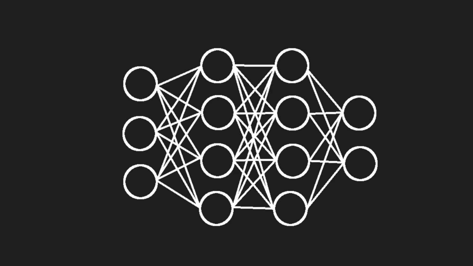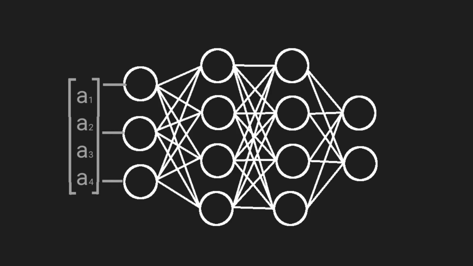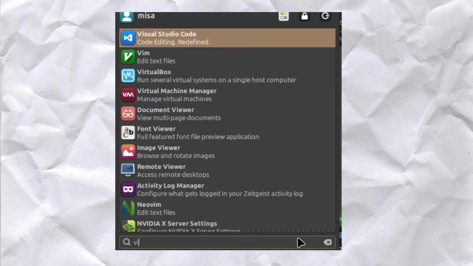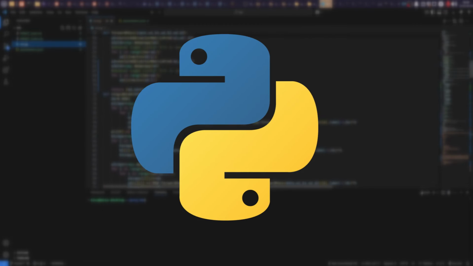Either way, this is the whole network, consisting of many individual neurons, with the input to the first layer being just an array representing the grayscale pixels of the image. Now, let's get coding. I implemented it in Python, so yeah.